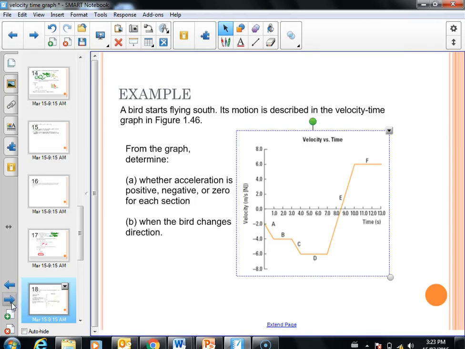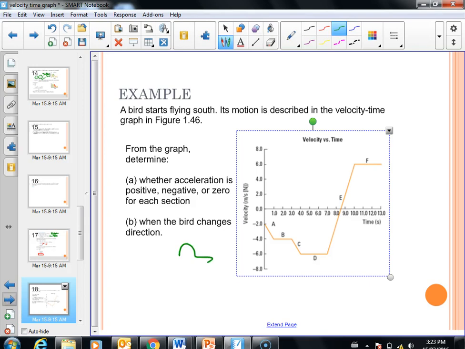Oh, here's another one of a bird. So we have to describe its motion in the velocity time graph in this figure that's beside us here. So we could decide whether the acceleration is positive, negative, or 0, and when the bird changes direction.